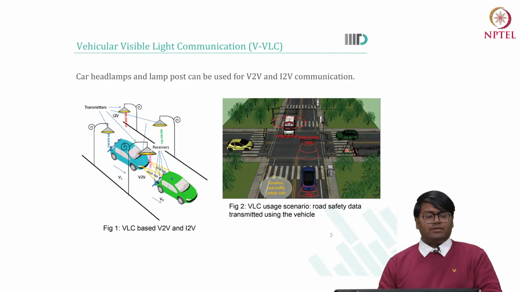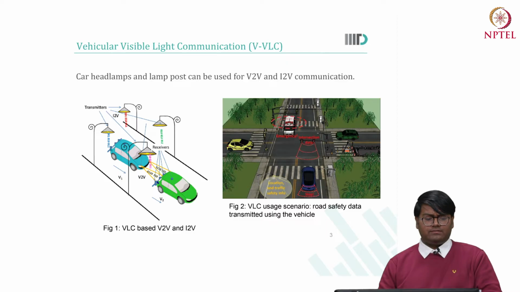Now, vehicular VLC can be visualized as a complementary potential candidate to the existing RF technologies. These RF technologies can be your DSRC, dedicated short range communication, or cellular V2X technologies. Vehicular VLC utilizes the existing vehicle headlamp's LED as a transmitter and a photodetector or camera as a receiver.